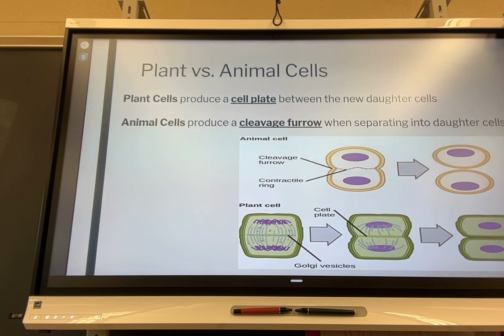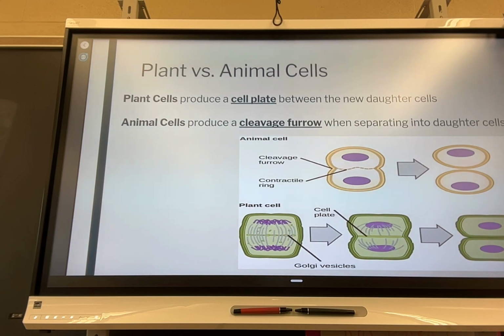But they can just create what's called a cleavage furrow. So this is the kind of divide where they kind of pinch off and separate. And plant cells, on the other hand, since they have that cell wall, they can't just pinch off like animal cells can. So as a result, whenever they divide, they build this kind of layer between the cells, and this is called the cell plate. So the cell plate is going to just appear in plant cells.